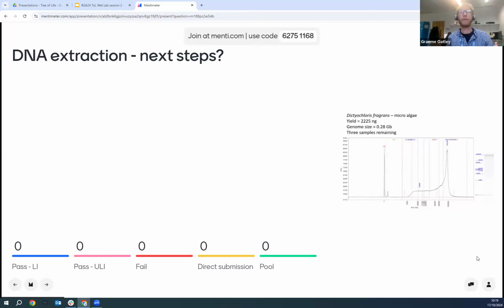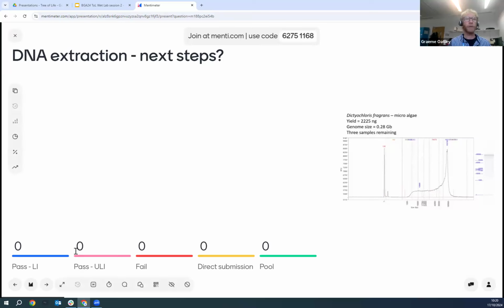So I think we'll get going. We'll start with some DNA extractions for a few slides and then move on to DNA fragmentation. The first one is a microalgae. This extraction was quite good, I would say. We have a yield of 2,000 nanograms, a genome size of 0.28 gigabases, and 3 samples remaining. Knowing what samples we have remaining in our freezers is also a crucial piece of information that we need to take into account.